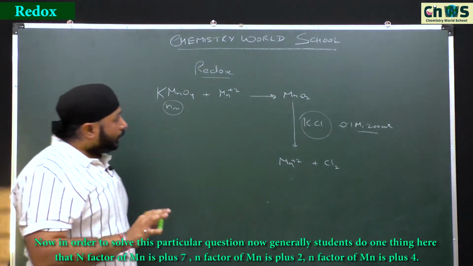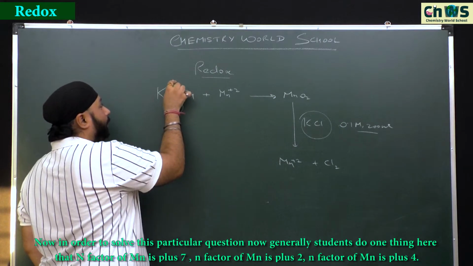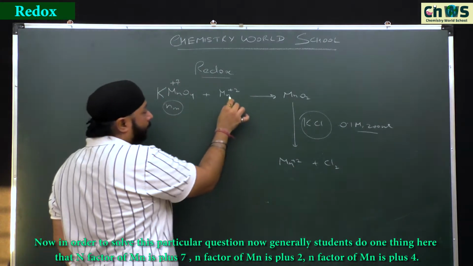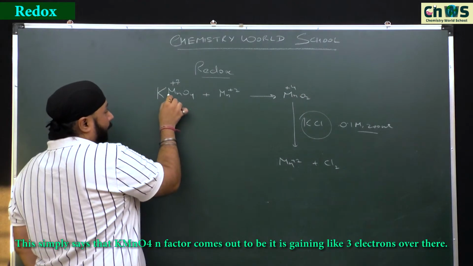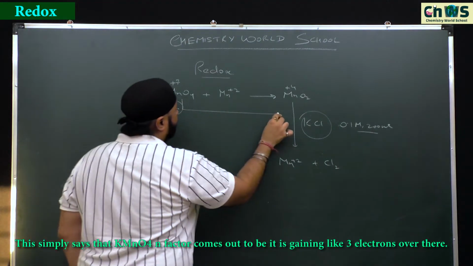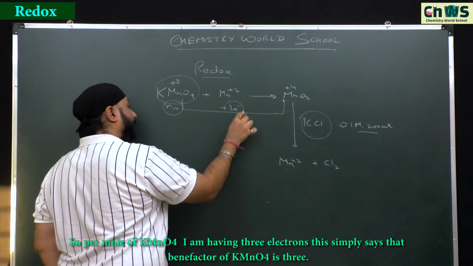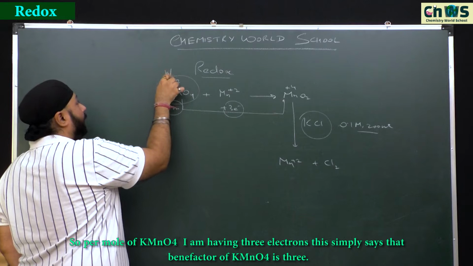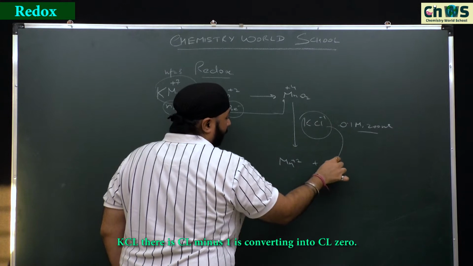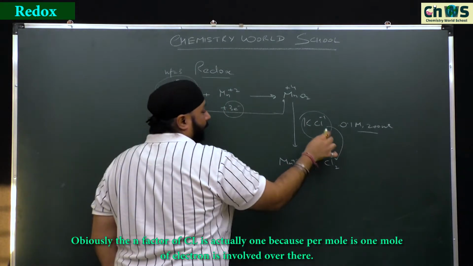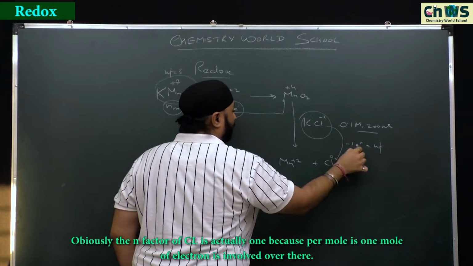In order to solve this question, generally students simply say that the oxidation state of Mn is +7, +2, +4. KMnO4 is gaining 3 electrons, so per mole of KMnO4 I am having 3 electrons. So they say the n factor of KMnO4 is 3. KCl, that is Cl minus 1, is converting into Cl0. Obviously the n factor of Cl is 1, because 1 mole of electron is involved per mole.